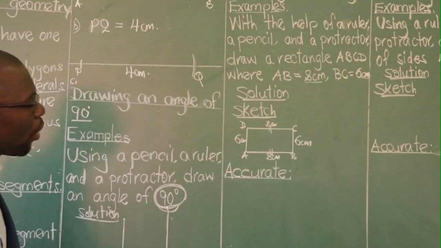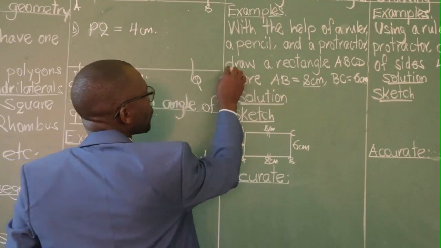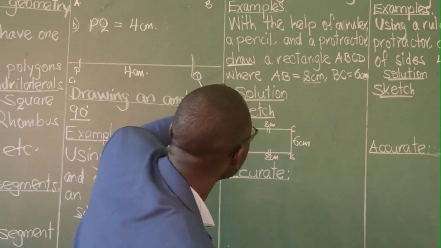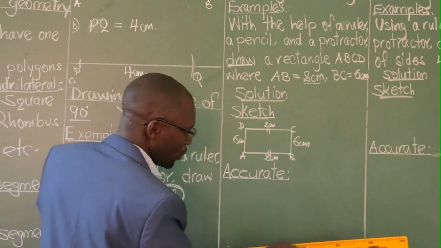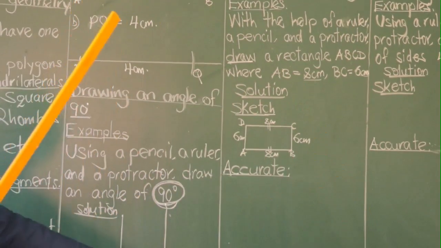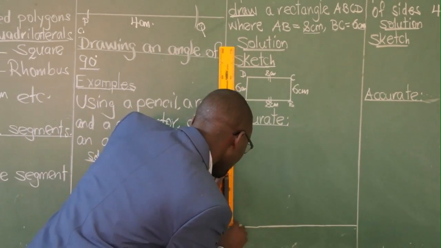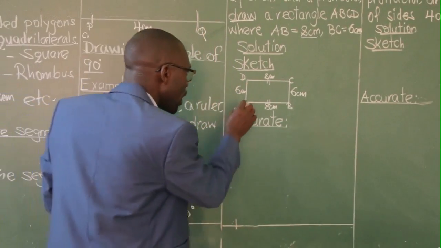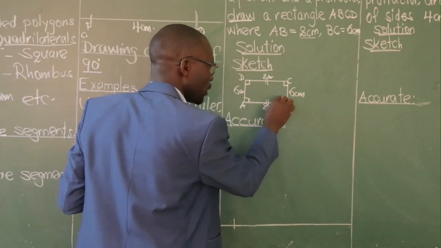Now let's see how we can draw. We are going to draw, not constructing, because construction will require a compass. But this time the instruction is draw. We are going to draw a rectangle whereby AB will be 8 centimeters. And that's our baseline where we have to start from. So we put a starting point. And that starting point, this rectangle here, these angles here, they should be 90 degrees, 90 degrees, 90 degrees.